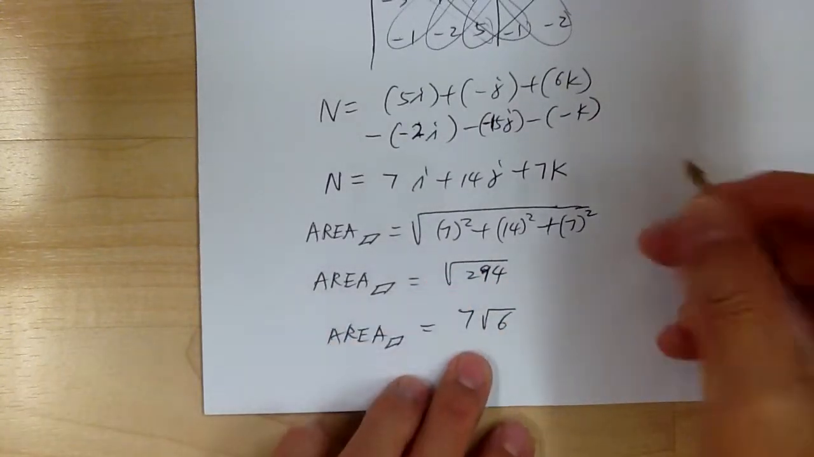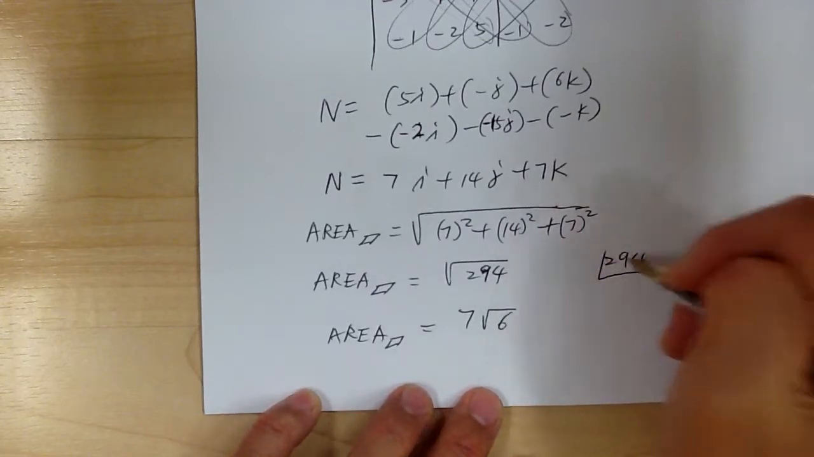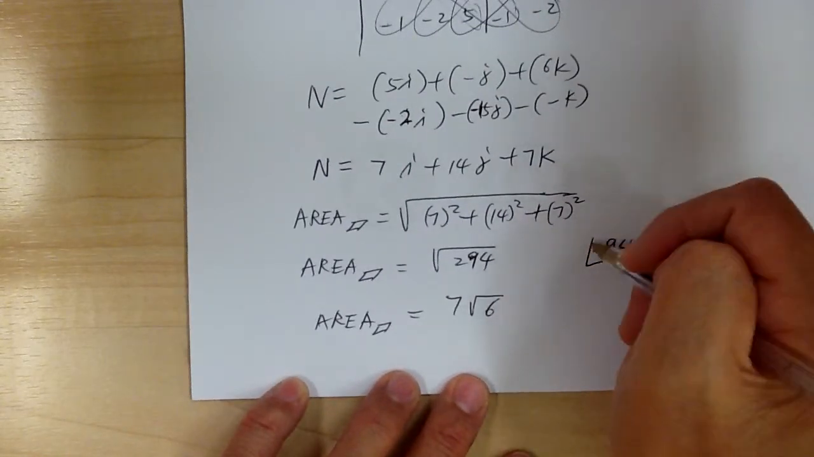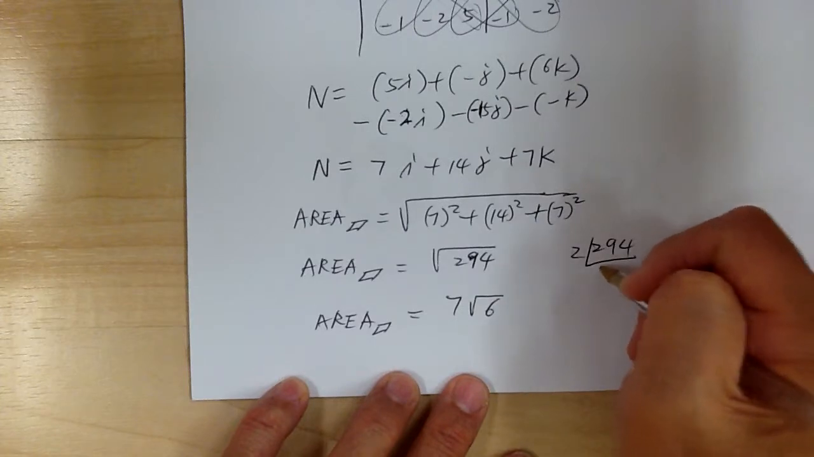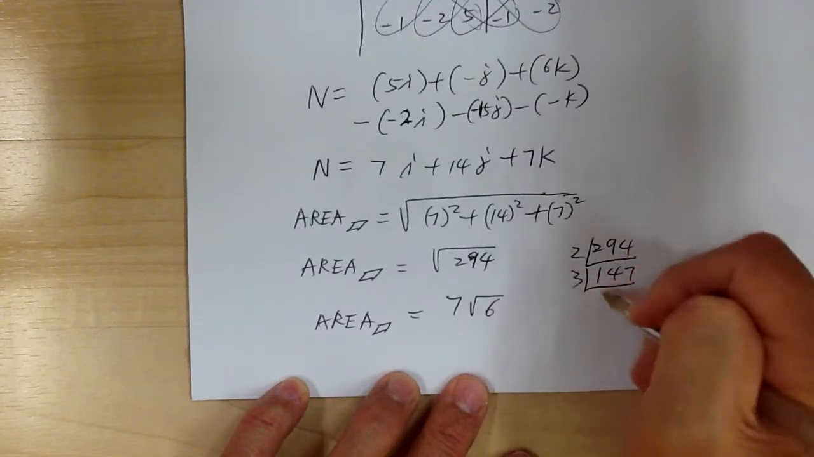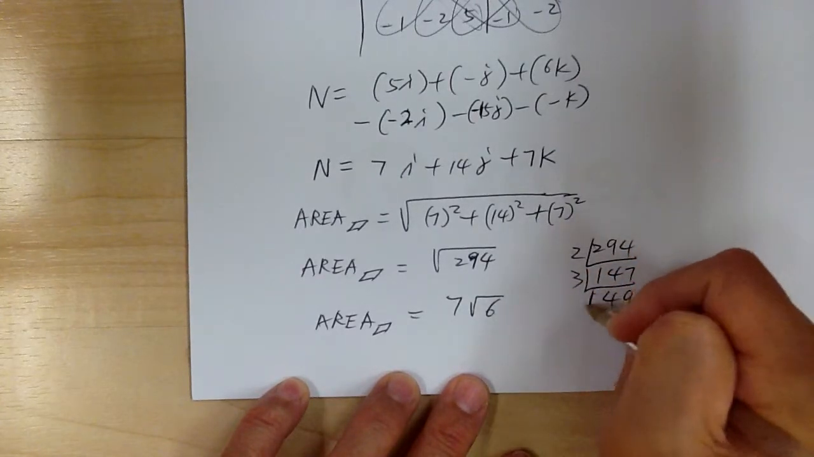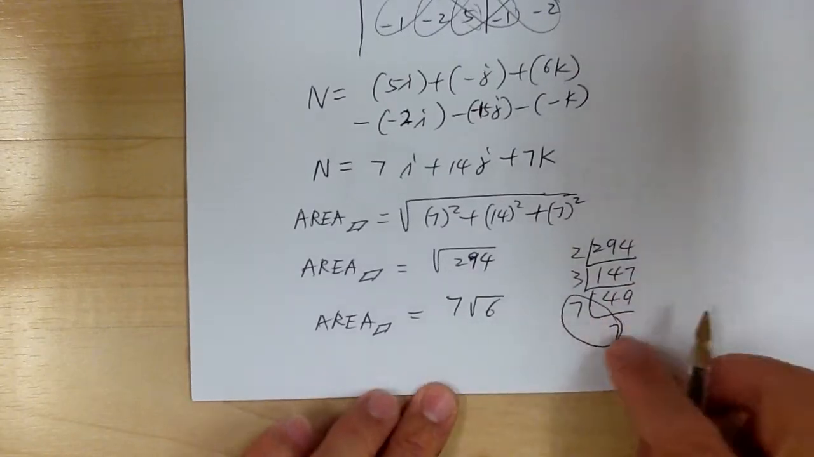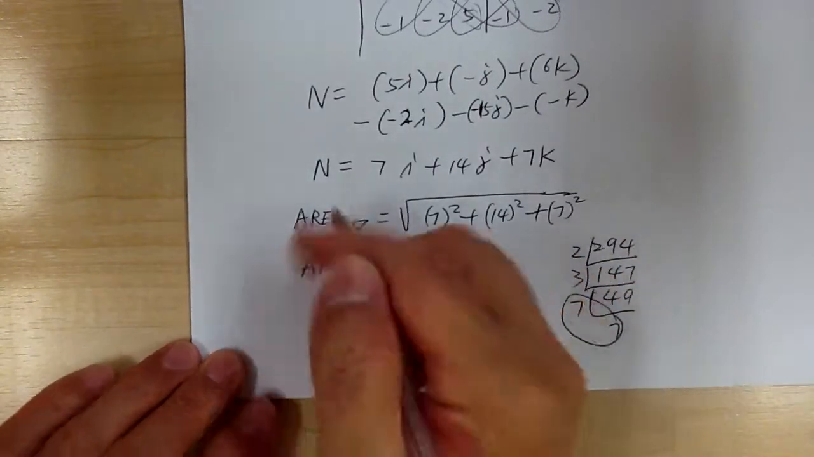Right? Then to get this, you use prime factorization. So divide by 2, you get 147. Divide by 3, you get 49. Divide by 7, you get 7. Right? So that's how I get 7 square root of 6.